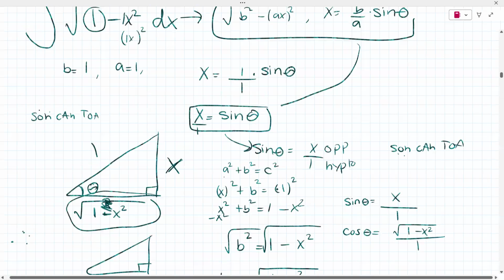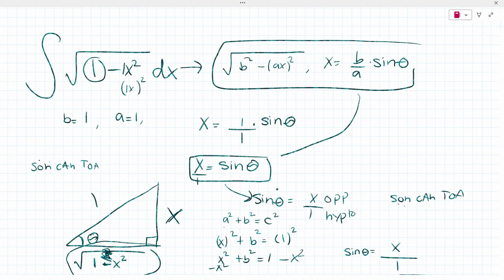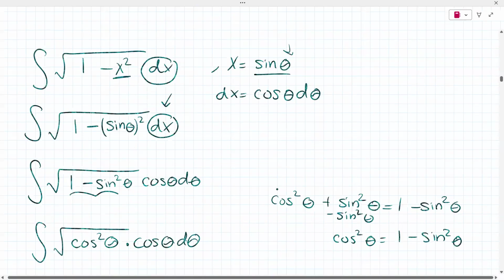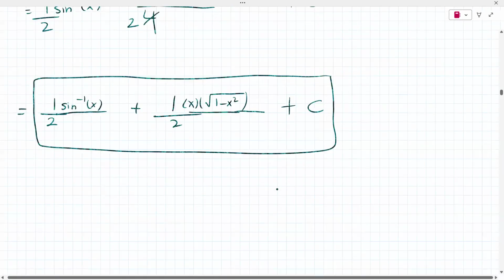Do we have any boundaries? No, we don't. Okay. Yeah, so that was our final answer. Yep, that was a lot of work for one problem.